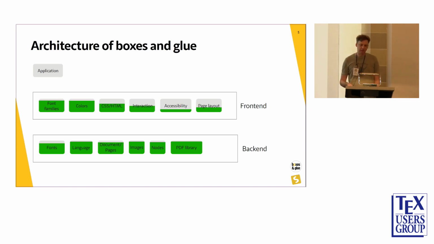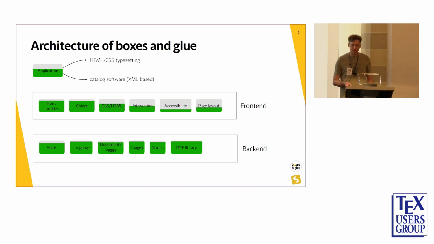And this last year, most of the work has been done in the CSS, HTML frontend. And there's also some progress in the applications. Currently, I'm working on two. The main application I use is the catalog software, which is a direct replacement of the software I currently use. And some HTML, CSS typesetting. You just put in some web page with CSS, and you get a nicely printed PDF document.